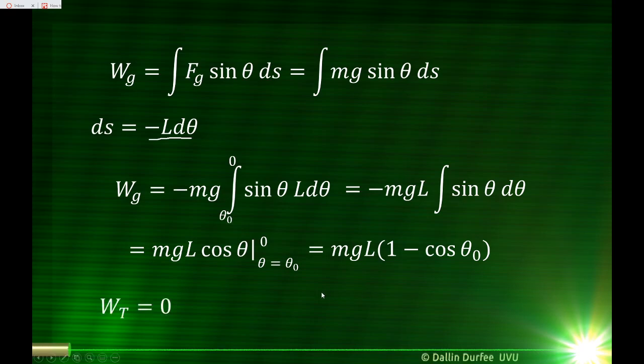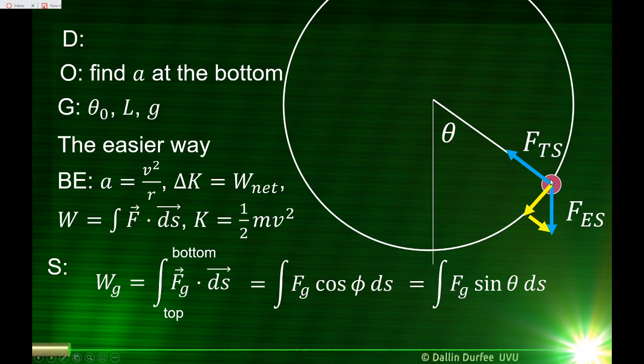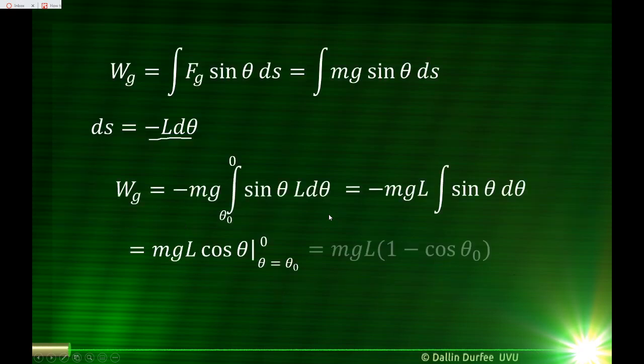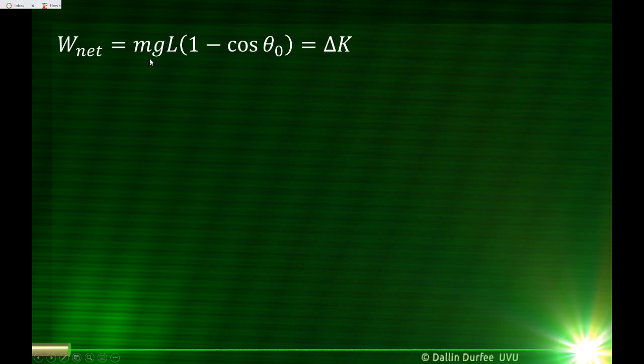How much work is done by the tension, by the chain? Well, the displacement is orthogonal to the tension. So when I do the dot product in my work integral, I get 0. So the work done by tension is 0. So the net work is just the work done by gravity, which is mgL times 1 minus cosine of theta naught, and that's equal to the change in kinetic energy.